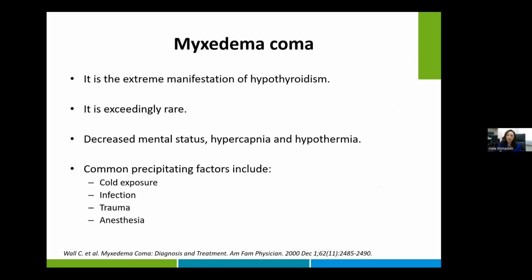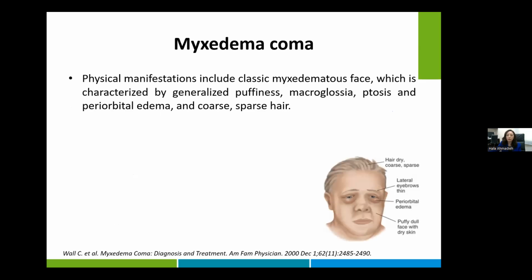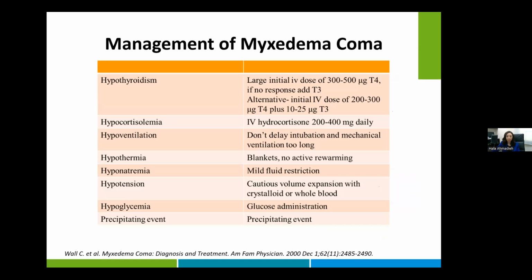The precipitating factor for such a condition is usually either infection, a cardiac event, a trauma, exposure to cold weather, or not being treated for a very long time. And physically, we find that they usually have a myxedematous face, with generalized puffiness all over the body. They will have an enlarged tongue. They will have very dry skin. And on labs, we typically find a low sodium level. The glucose will be low in certain situations. They will have anemia and high cholesterol.